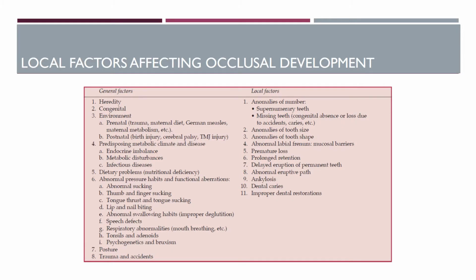Now we will talk about the local factors affecting the occlusal development. The local factors include anomalies in the number of the teeth, either supernumerary teeth or missing teeth, anomalies of tooth size, anomalies of tooth shape, abnormal level of frenum, mucosal barriers, premature loss, prolonged retention, delayed eruption of permanent teeth, abnormal eruptive path, ankylosis, dental caries, and improper dental restorations.